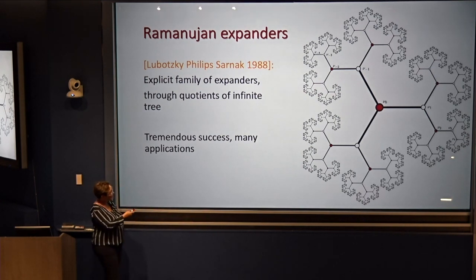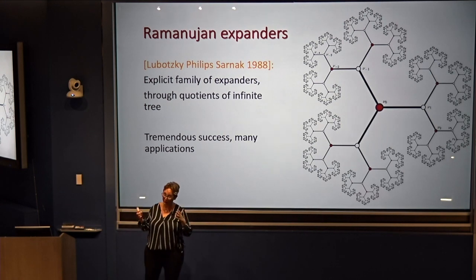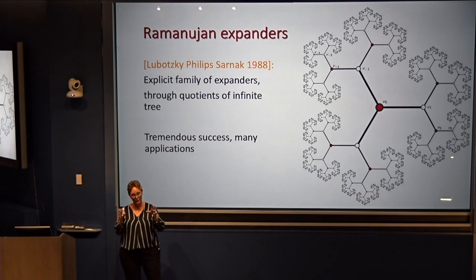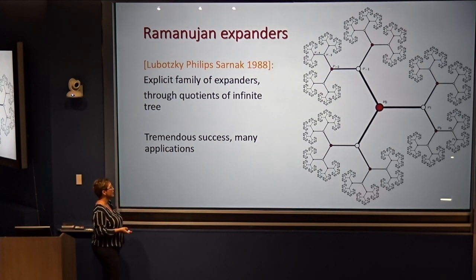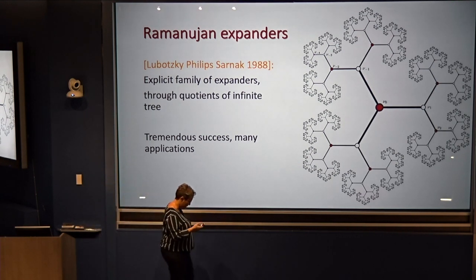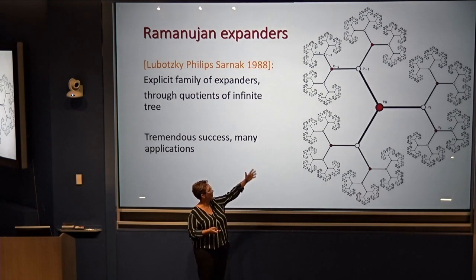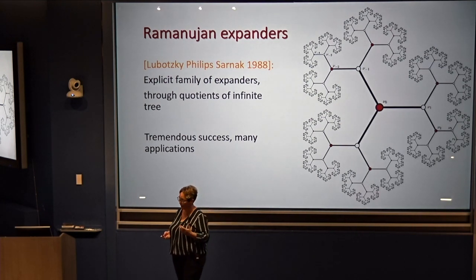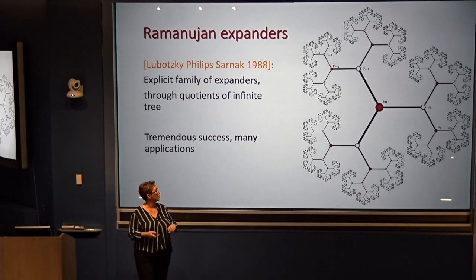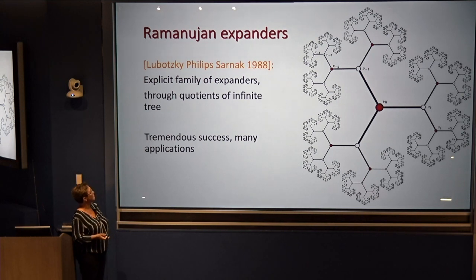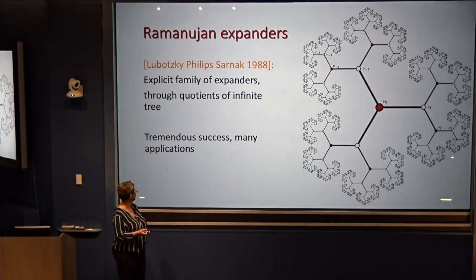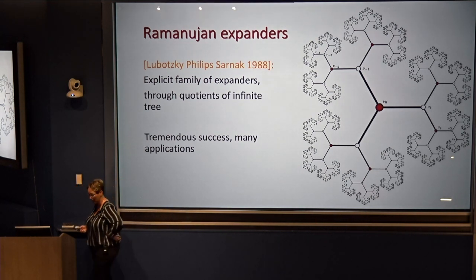And this kind of object is actually a very good expander in the sense that if you choose a set of vertices, you see that there's going to be many, many, many outgoing edges, and that's what makes an expander. However, it's not so useful because it's infinite. So the main idea was to create a finite object that still has these properties. And the way they do it is by taking a quotient. So this was the LPS construction. It's a quotient of the infinite tree. And really, it was, as I said, a tremendous success with many, many applications.